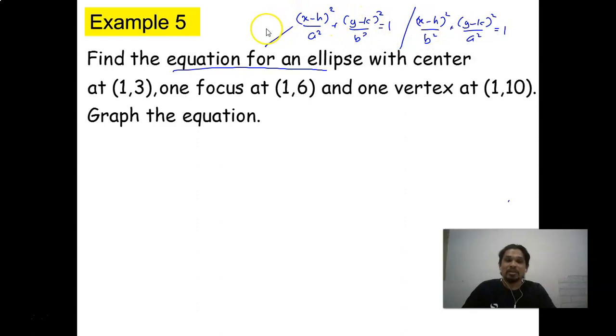The first is for a horizontal major axis, or the second is for a vertical major axis. Okay, so let's sketch it so we can see the picture clearly.